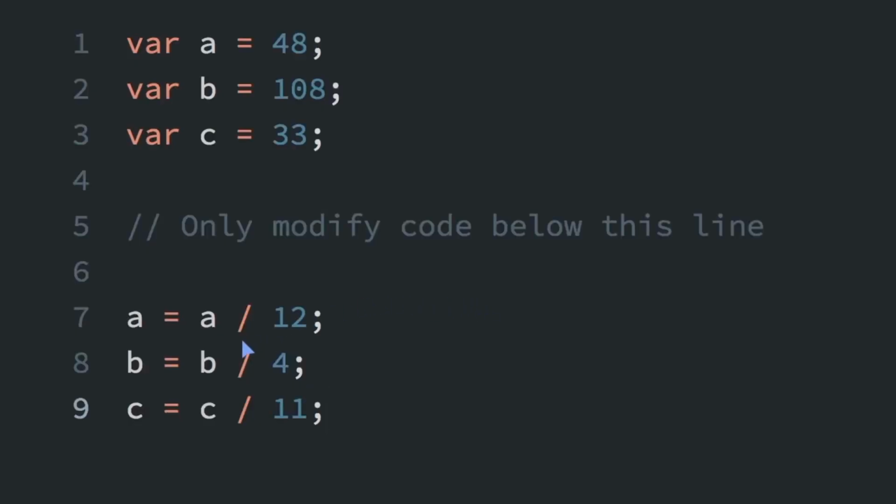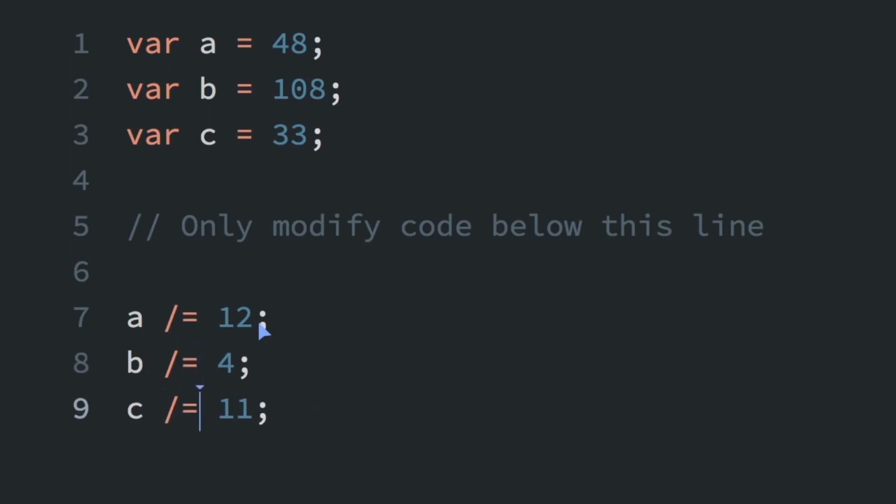And there's also divide equals. So a equals a divided by 12. We can do a /= 12. And then here we can just do /= 4 or /= 11. So another way of just dividing the variable by a new number and assigning that answer to the variable.